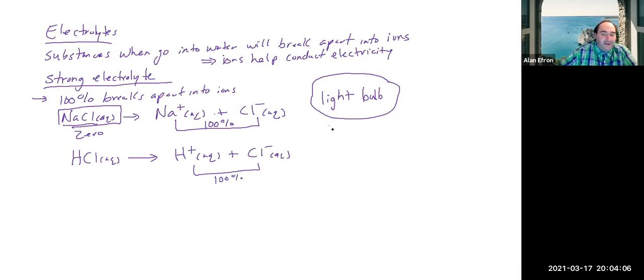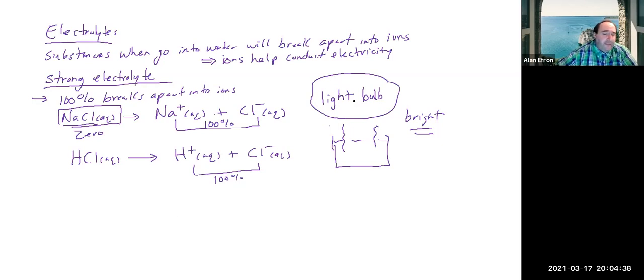So if you stuck this light bulb, hooked up to some electrodes, into a solution that is a strong electrolyte, this light bulb would go off very brightly. So it would be very, very bright. And that's because that solution has a lot of ions floating around, and those ions help conduct electricity. And again, in terms of a light bulb example, which I think is what they do in the lab, you will see it shine very brightly.